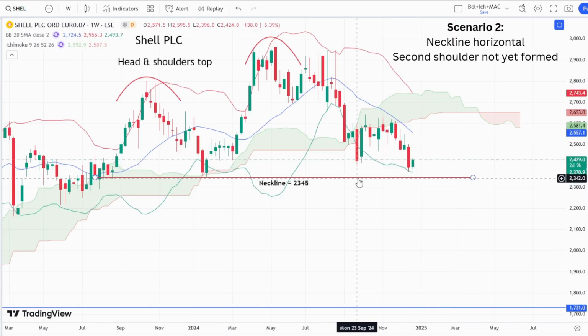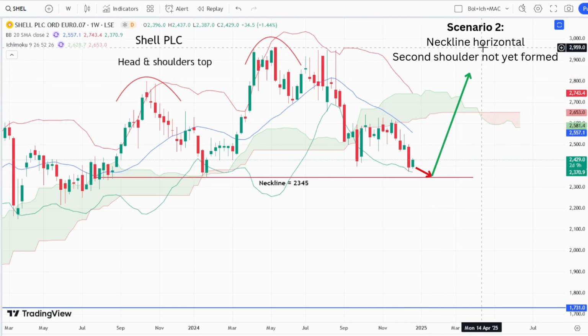Assuming this is true, then Shell is expected to fall a little bit more in the upcoming week or weeks. It bounces off 2345, but this rebound does not exceed 2961 and it falls again.